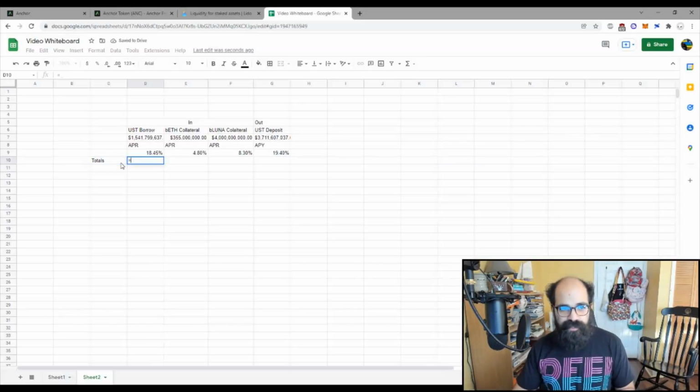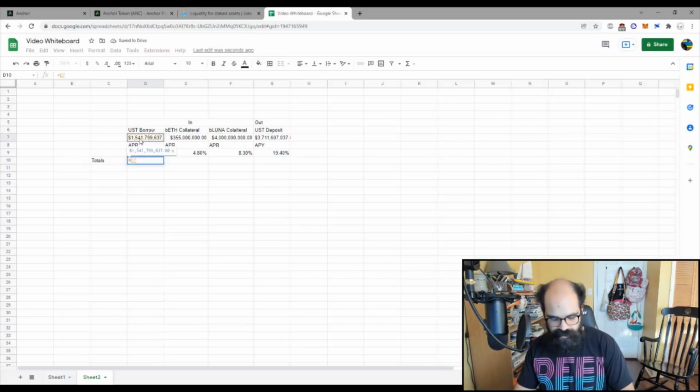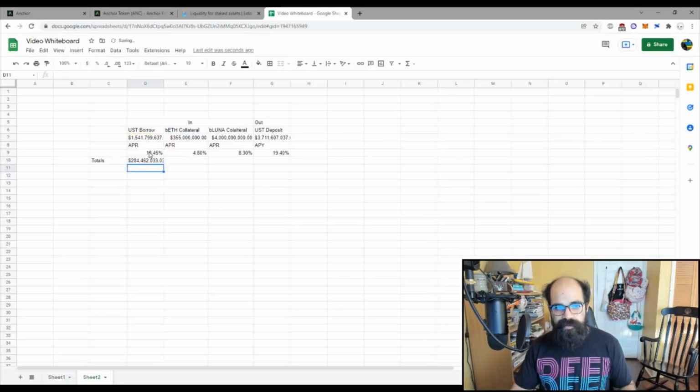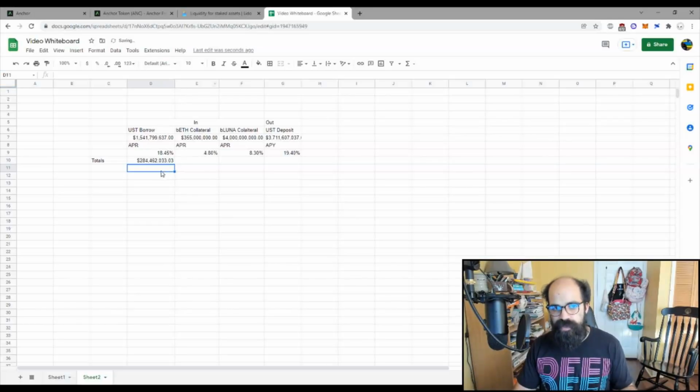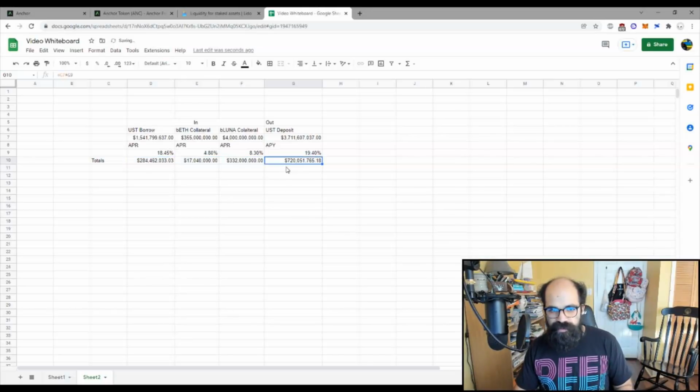This is going to be pretty easy. We're just going to do this number times this number, right? So this is how much this protocol is bringing in per year from this amount, or how much they could project to bring in, which is $284 million. If I just drag this over, what we'll see is this is what they're paying out, which is $720 million, and they're bringing in this 294 plus 17 plus 332.